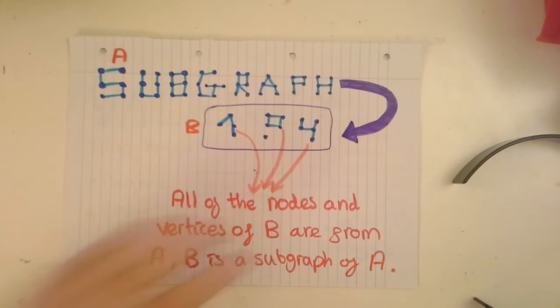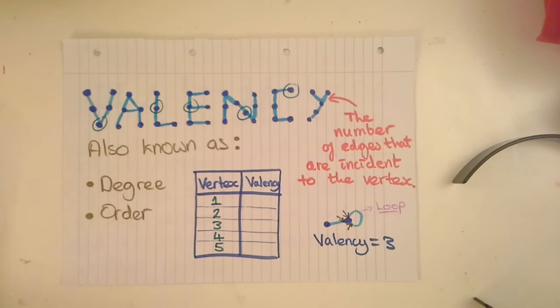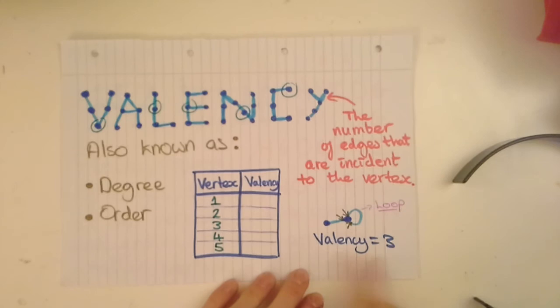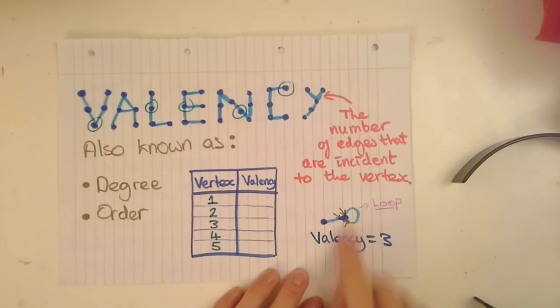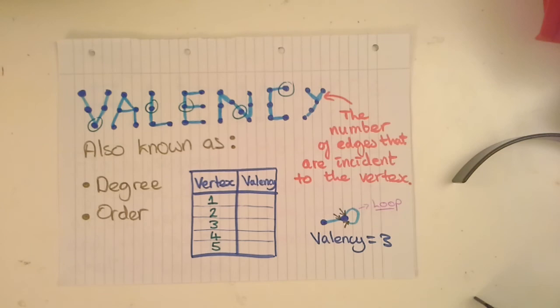Then we have valency, which is also known as the degree or order, and this is the number of edges that are incident to a vertex. So basically, it's the number of edges that go into or out of a vertex. For example, if we look here, we've got a valency of 3, because it's got three going into it, and that there is called a loop. A loop is simply an edge that ends at the same vertex as it starts at.